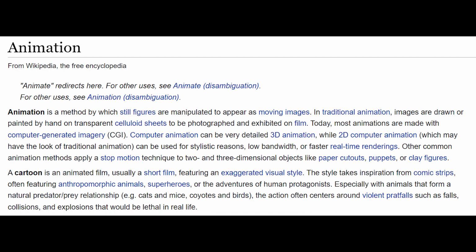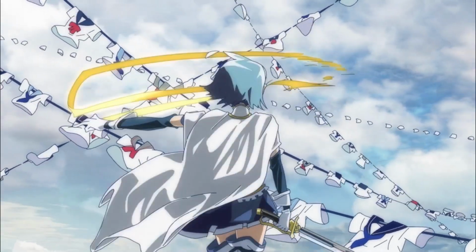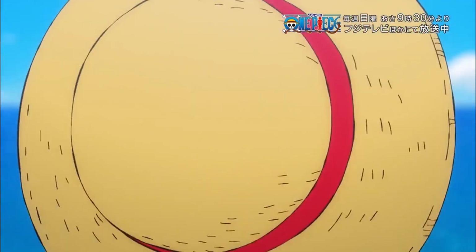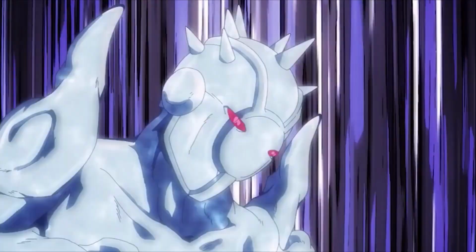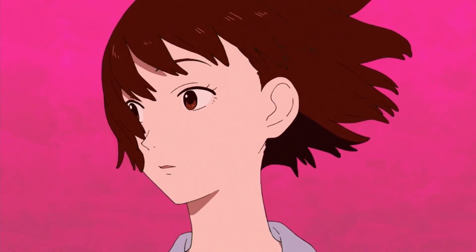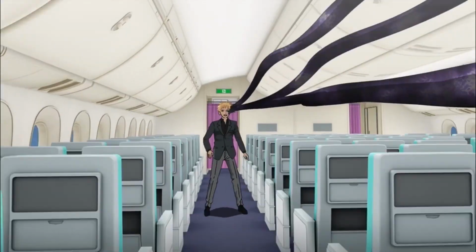Wikipedia defines animation as a method in which figures are manipulated to appear as moving images. Animation is movement and movement is animation, as simple as that. But Japanese animation, aka anime, the thing that we all love and sometimes deeply question ourselves over, has some very interesting ways of handling this movement, and in this video we'll be breaking them down in hopefully an easy to understand way. Yes, this is a more elaborate version of an Instagram post I had made a while back.